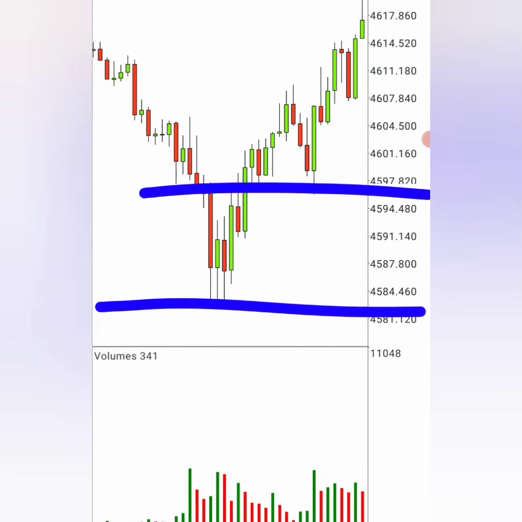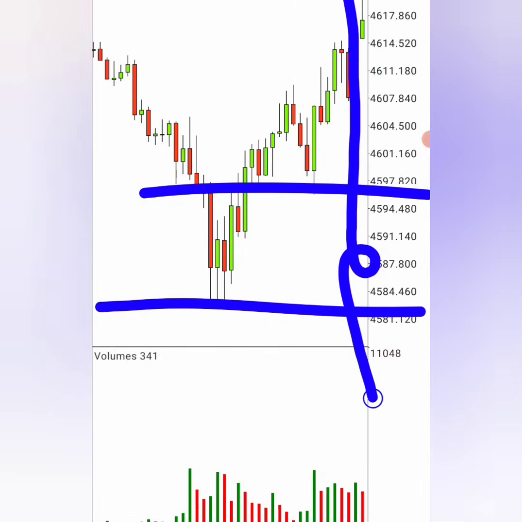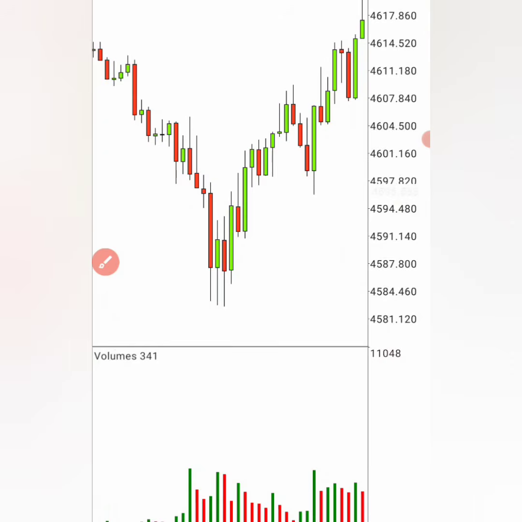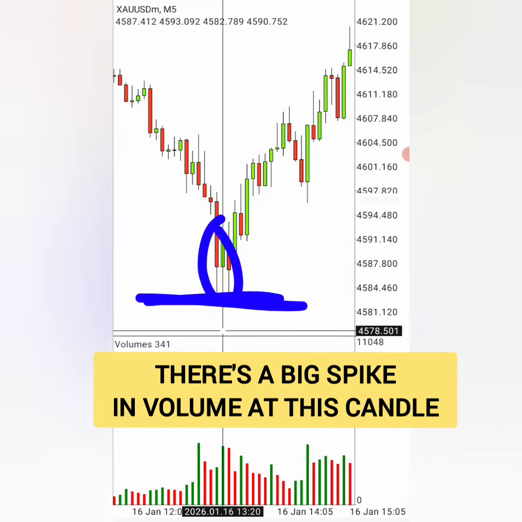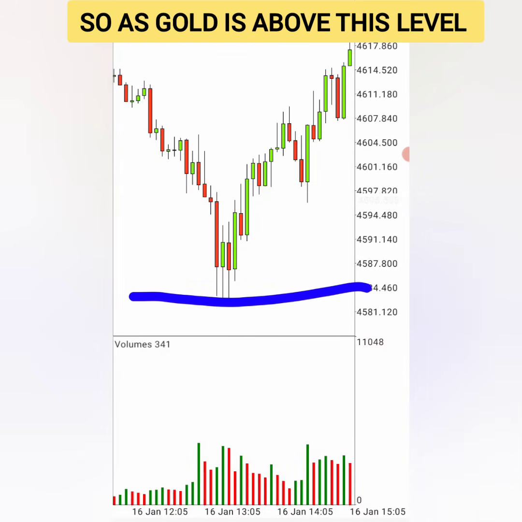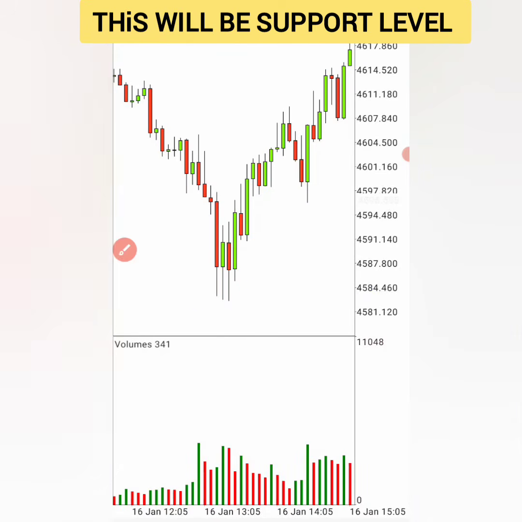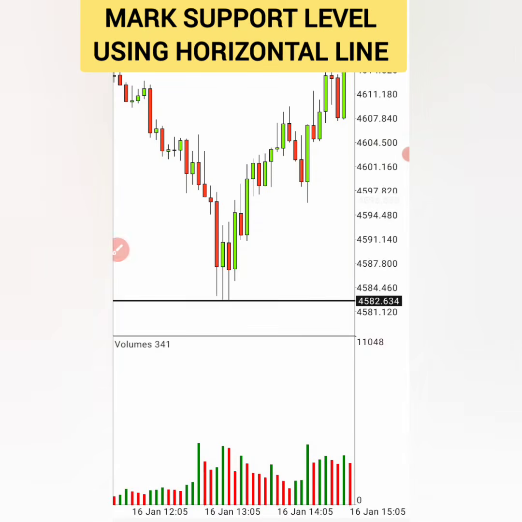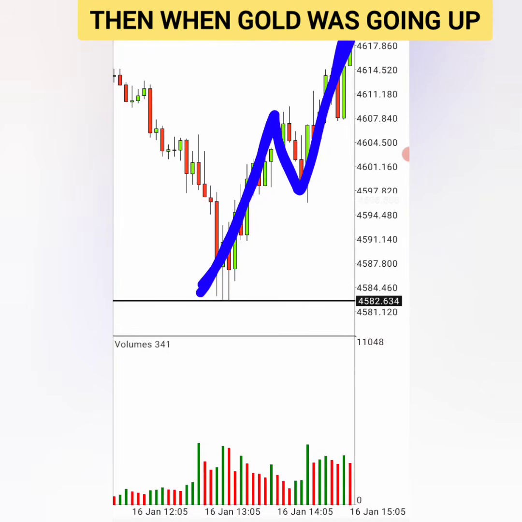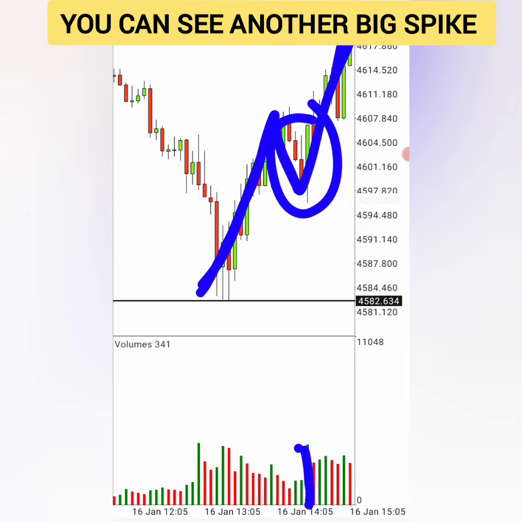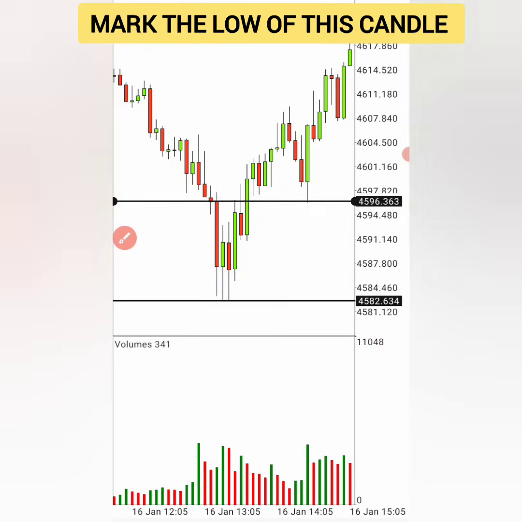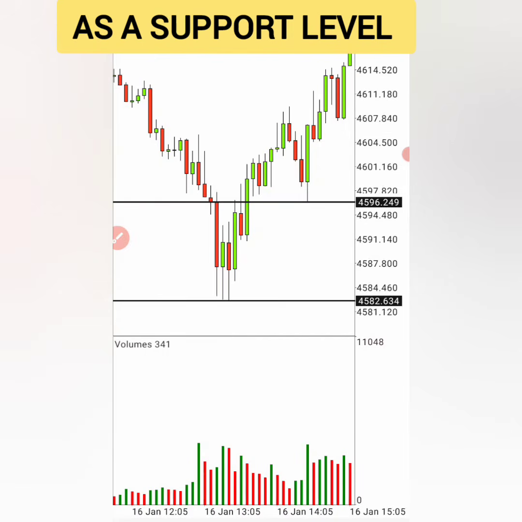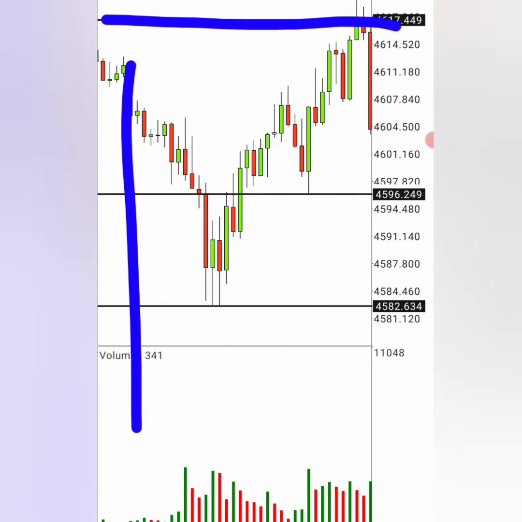Then there's also another way to know when gold is going to pass through all the support levels, and I'm going to show you in the next few seconds. So if you look right here at the bottom, you can see there's a big spike in volume right at this candle. So as gold is above this level, this will be our support level. Let's mark this level using a horizontal line. Then when gold was going up like this, you can also see another big spike right around here, and that happened exactly on this candle. So we're also going to mark the low of this candle as a support level or a level where you can enter trades. And this horizontal line that we have right here is a spike that we had before.